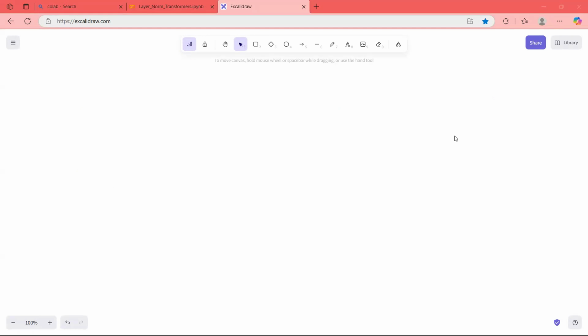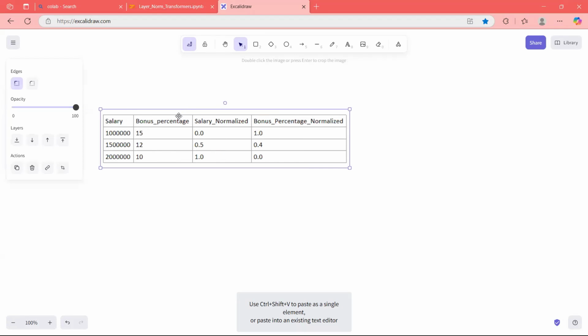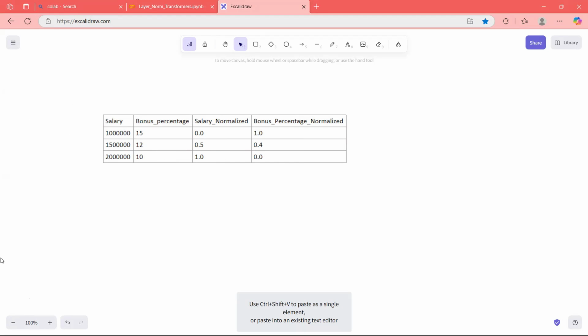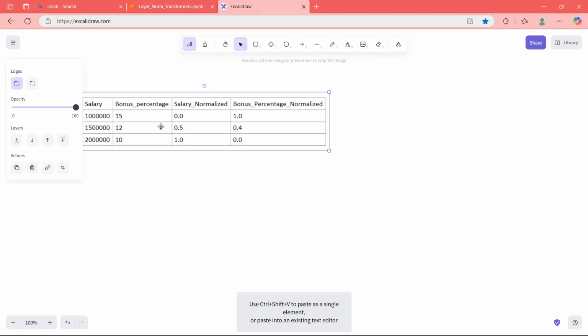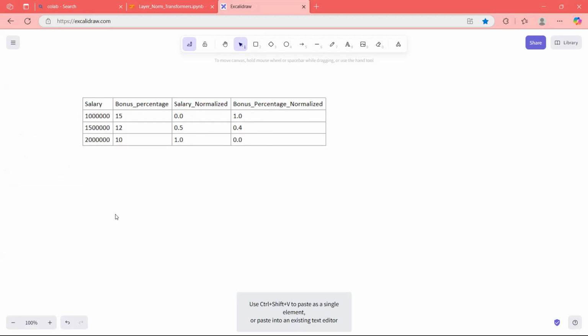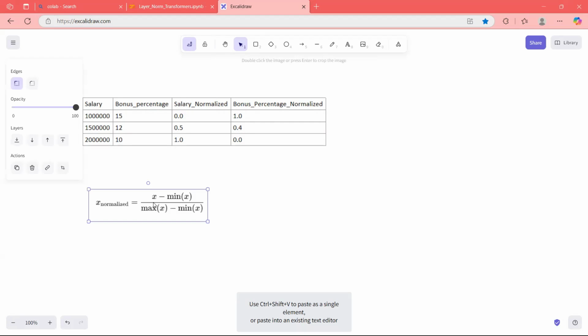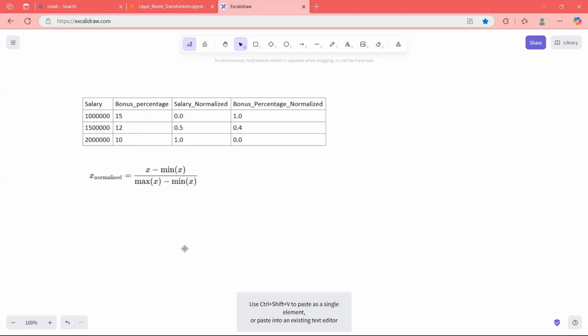It will be easier for you to download. I will put it here. Salary is there, bonus percent is there, salary normalized, bonus percent normalized. And which method have we used for normalization? We have used min-max scaler in this one. So what is the formula for min-max scaler? This is the formula for min-max scaler. Okay. What is the formula for Z-score normalization? Basically, this is the formula for Z-score normalization.